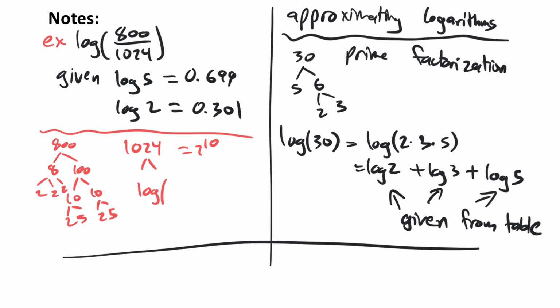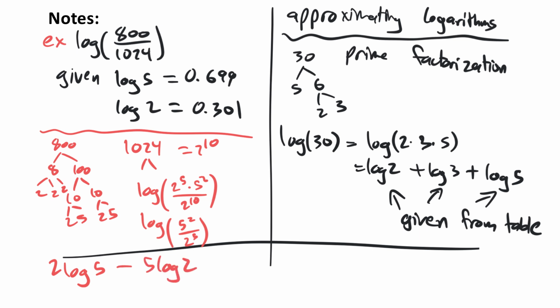So then we get log of, looks like 1, 2, 3, 4, 5 2's and 2 5's divided by 2 to the 10. So if you want, you could actually simplify this as log of 5 to the 2 over 2 to the 5. It's got some nice symmetry there. And then we write this as log of 5, but there's a 2 in front, minus 5 log of 2.